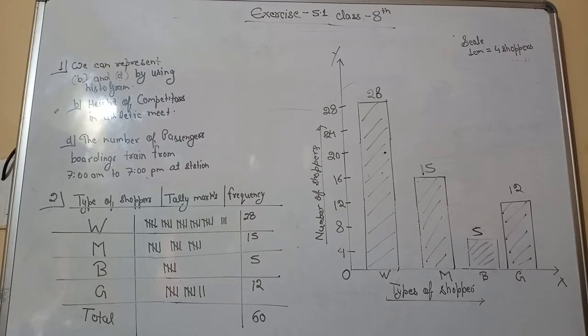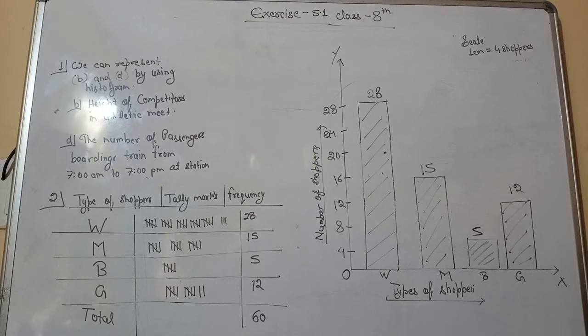So option D, the number of passengers boarding trains from 7 a.m. to 7 p.m. at a station. Yes, we can classify this under histogram. Why? Suppose the number of passengers boarding from 7 a.m. to 8 a.m. is 1000. Similarly, the number of passengers boarding from 8 a.m. to 9 a.m. in the railway station could be 1500. So we can categorize the number of passengers into time durations, and yes, we can classify this into histogram.